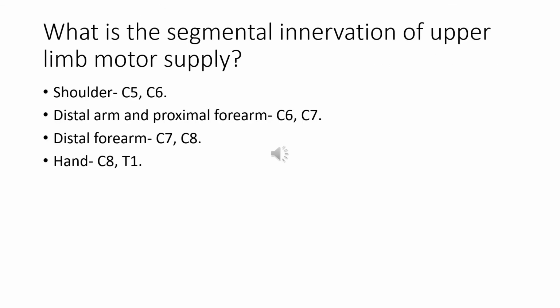What is the segmental innervation of upper limb motor supply? It is quite easy to remember. When we go down from the shoulder joint to the tip of the fingers, the values increase. So at the shoulder joint it is C5, C6. At the distal arm and proximal forearm it is C6, C7. In the distal forearm it is C7, C8, and in the hand it is C8, T1.